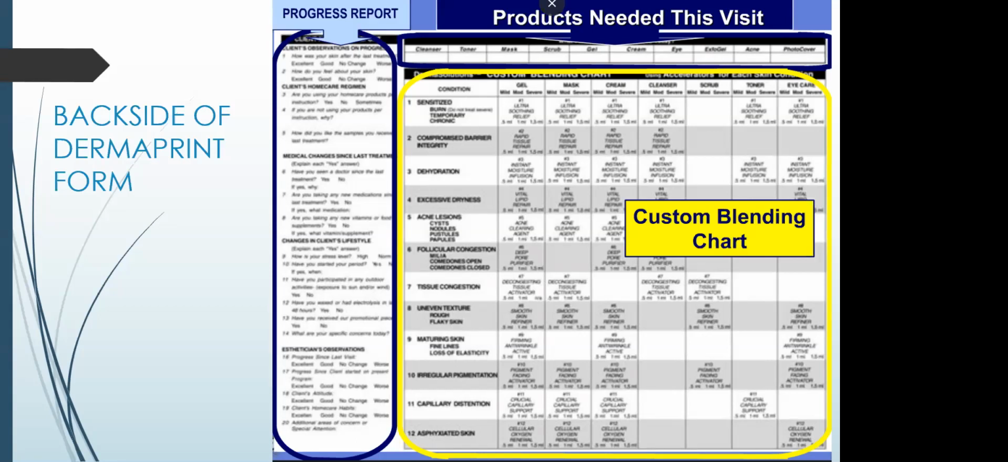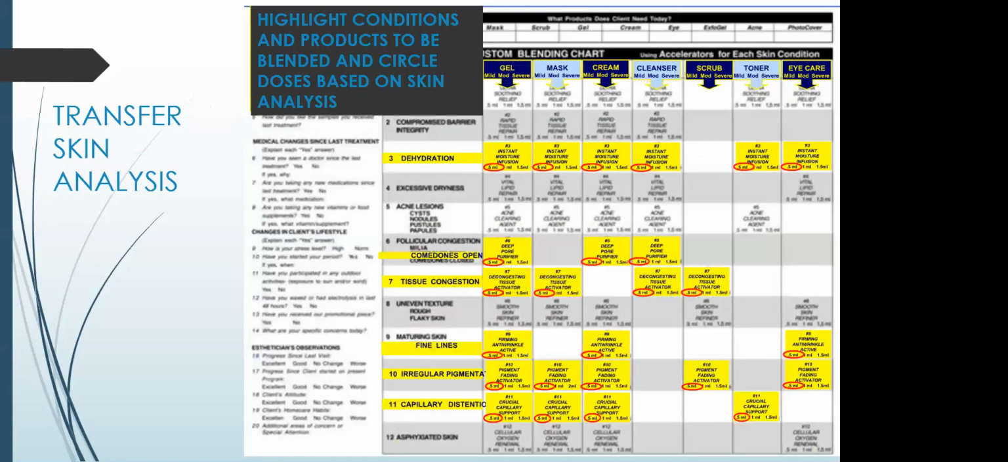custom blend. So, for example, we identified that our client had the following conditions: mild dehydration, mild open comedones, mild tissue congestion, mild fine lines and wrinkles, mild loss of elasticity, mild irregular pigmentation, and mild capillary distension. So we know that that's everything that our client had on our Dermaprint form. So we're going to highlight those. And then next to it, it's going to tell you exactly what products can be custom blended and with what.